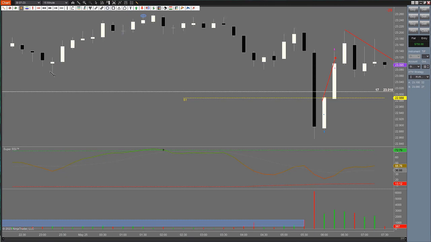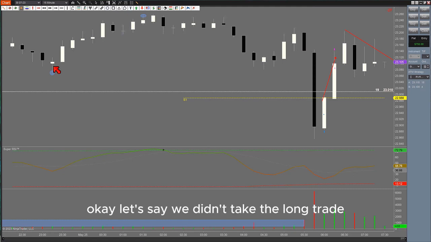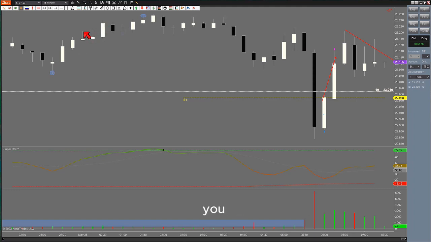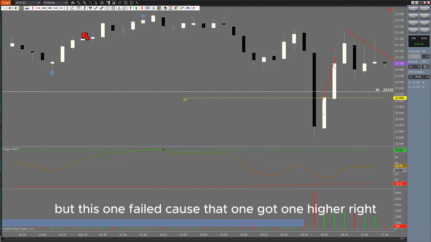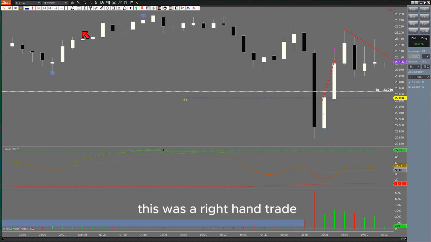And then what about going up though? How many bars? He's asking about the candle to the right, one. Yeah, to the right. Go to the right now. Okay. Let's say we're looking for a short. Let's say we didn't take the long trade where your arrow is, and we were looking for a short. You start thinking about it here, but this one failed because that one went higher. But this was a right-hand trade.